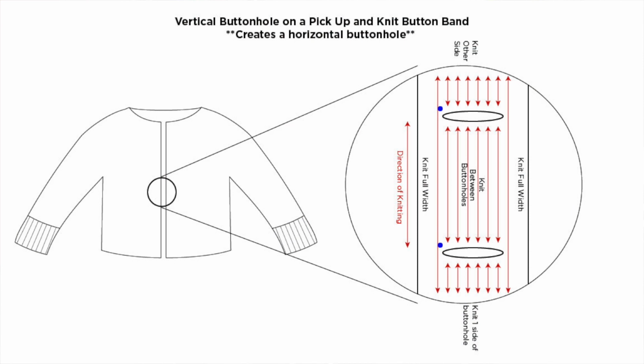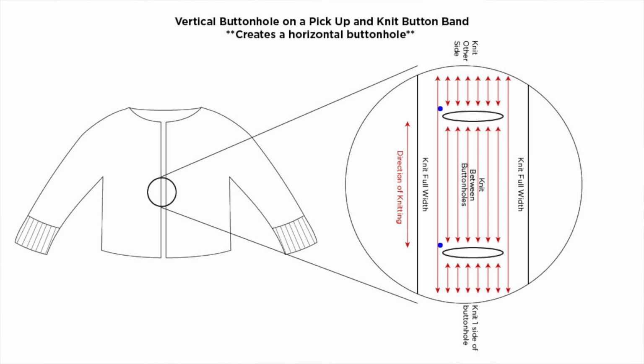This method would likely not be used on a button band that is picked up and knit perpendicular to your garment. It would be pretty cumbersome and it would result in a lot of ends to weave in, but just to leave no stone unturned, this is what it would look like. To begin the button band, you will pick up and knit the entire length of the button band for a few rows.